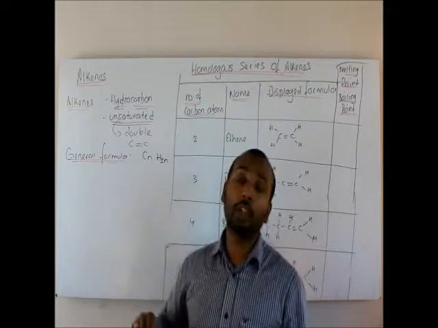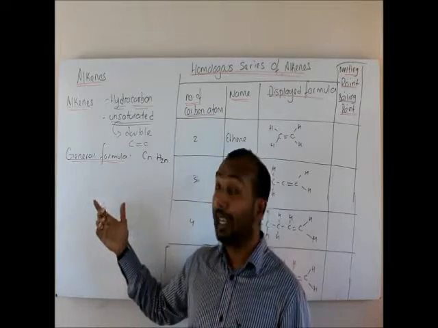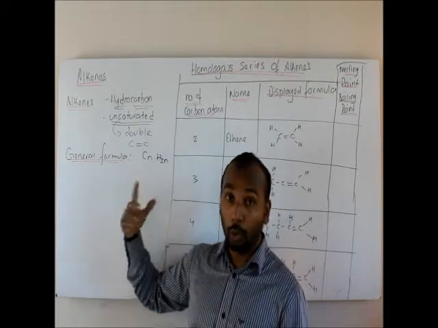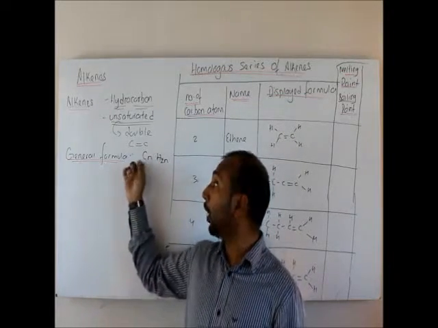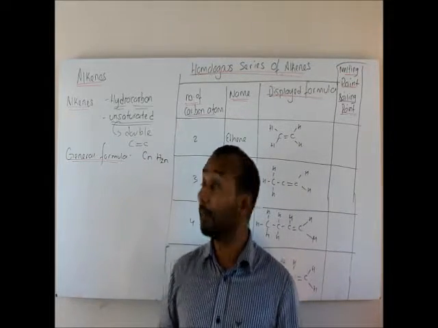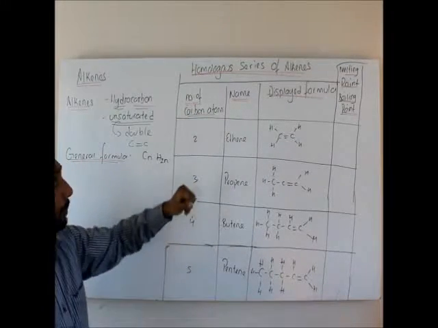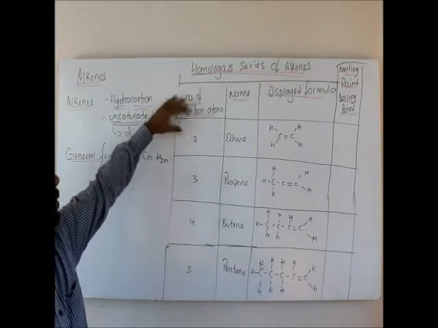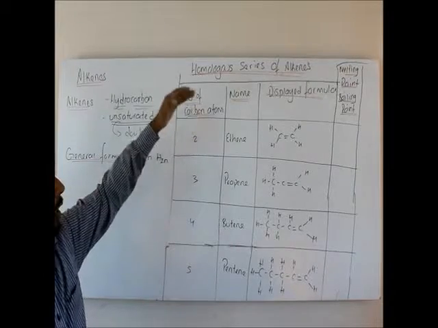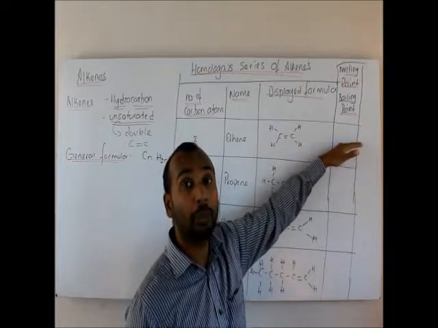Next, we look at the general formula for alkenes. Now, what's the general formula? It is a formula that you will use to predict the number of carbon and hydrogen atoms that you're going to have in the homologous series. Now, this is a homologous series of alkenes. Here we will look at the number of carbon atoms, the name, the displayed formula, and what happens to the melting point and boiling point.